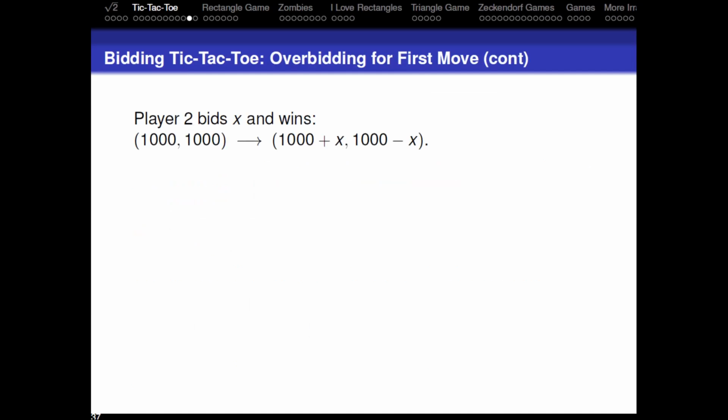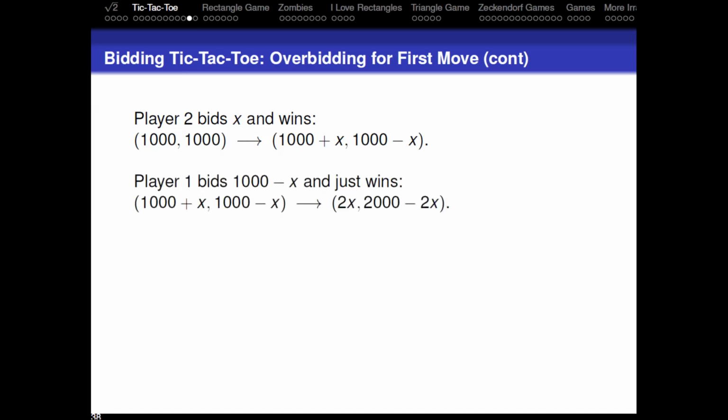So over here, imagine player 2 bids X dollars and wins. So we start off with each person having $1,000, then player 1 would have 1,000 plus X, and player 2 would have 1,000 minus X. To just make life simple, I'm not going to really worry so much about what happens if there's a tie. I'll assume that one of the players wins it. So now, player one bids 1,000 minus X and just barely wins. So we're going to say player one wins any tie, just to make things easier. If not, you have to make sure that player one has just one more dollar available.